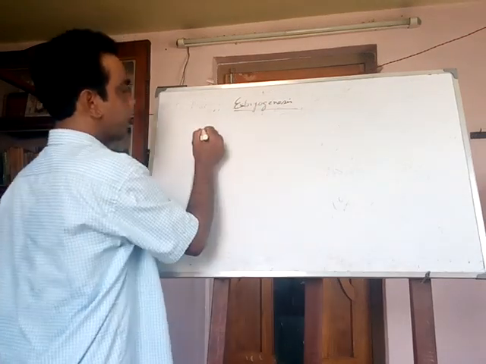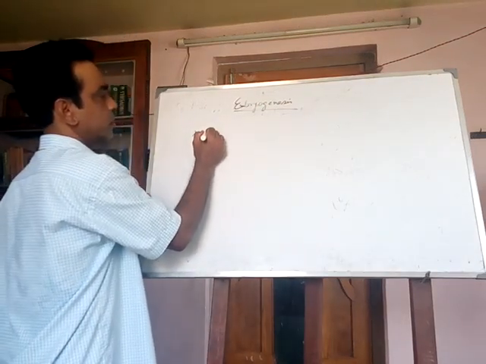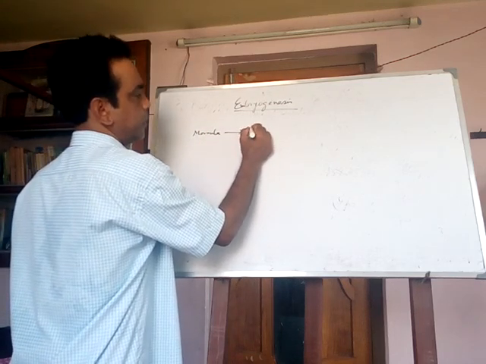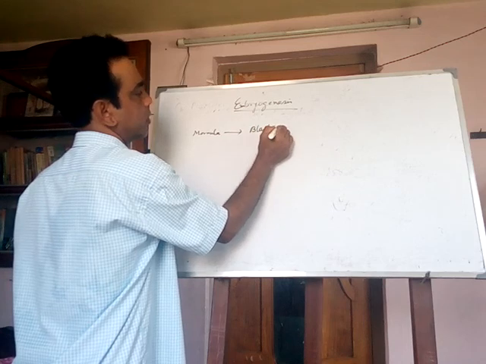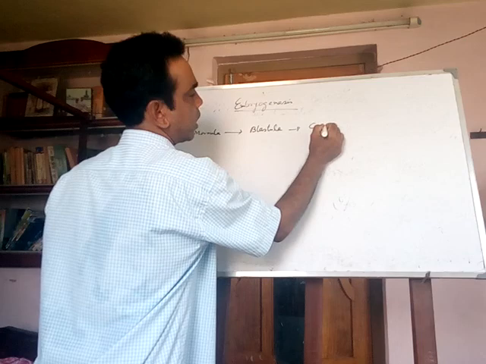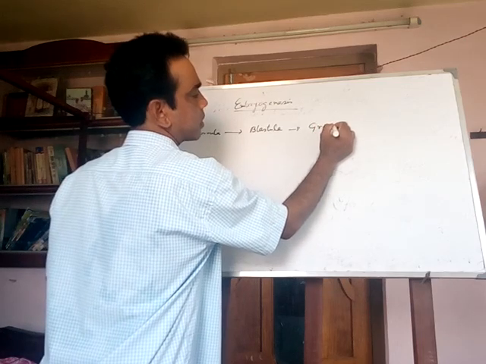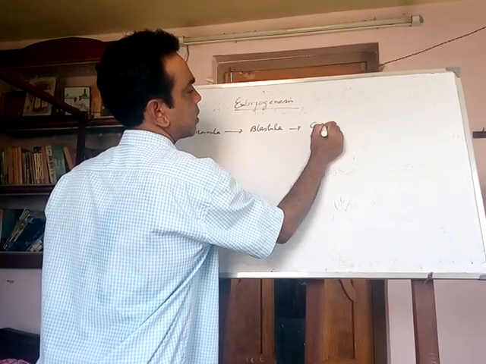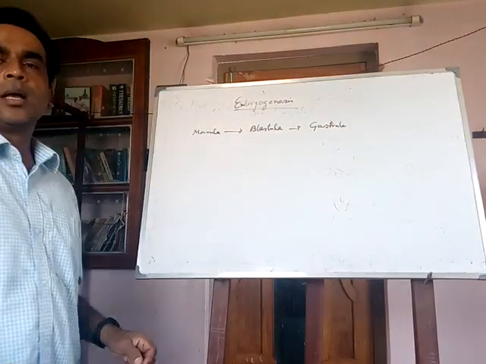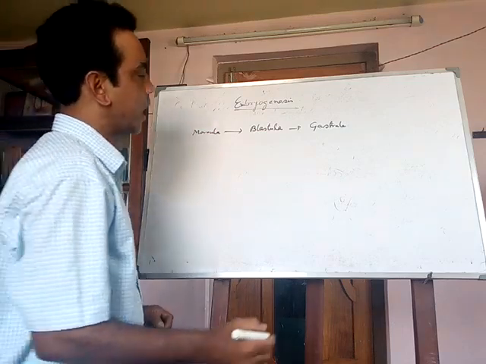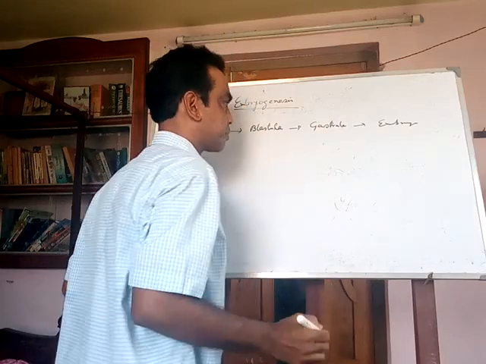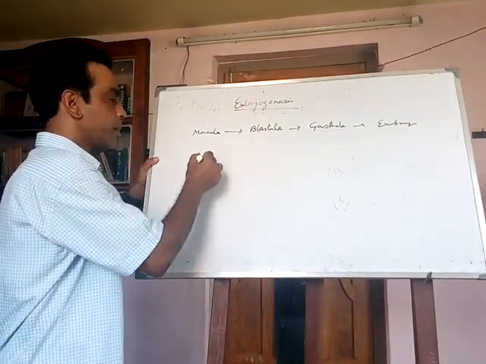Embryogenesis. First morula, second blastula, third gastrula, and next the embryo. Blastula.